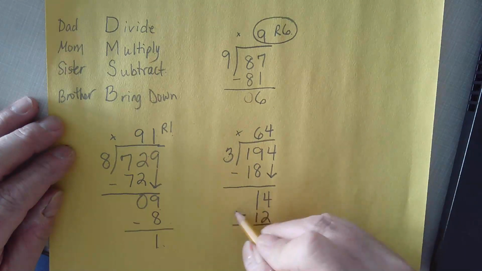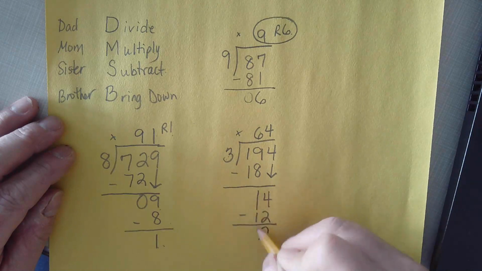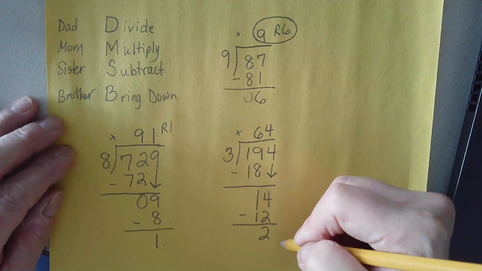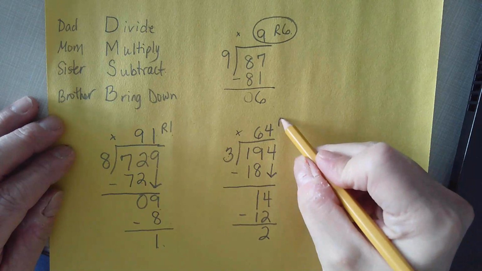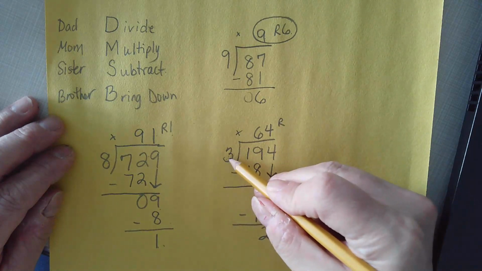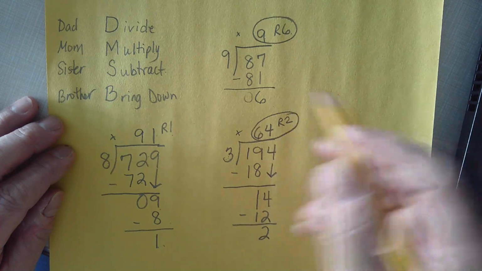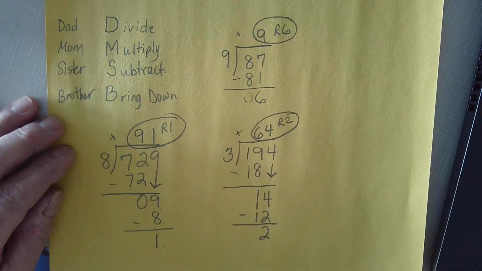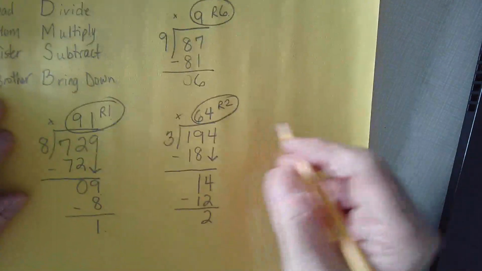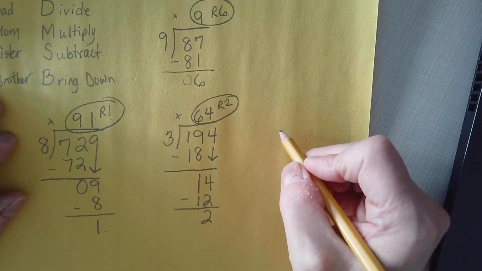Subtract. 4 take away 2 is 2. That's 0. There is nothing left to bring down. Our remainder is 2, assuming that it is less than 3, of which it is. So we have an answer of 64 with a remainder of 2. Okay? All right, let's try one more.